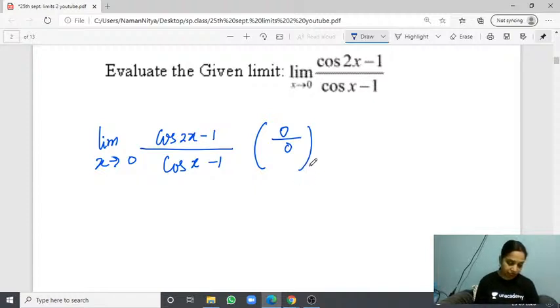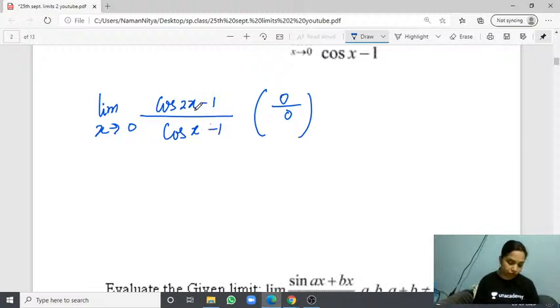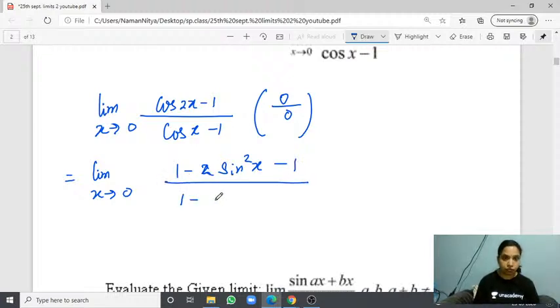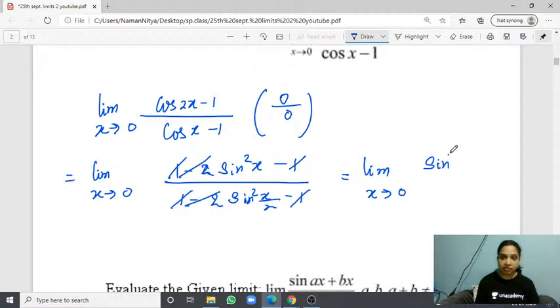Yes. So if you want to calculate the limit of this one, either you will apply L'Hospital rule or you will just use the trigonometric formulas. So what formula can you use? Limit x tends to 0, cos 2x minus 1, I can easily write cos 2x as 1 minus 2 sine square x, minus 1, divided by, here also 1 minus 2 sine square (x by 2) minus 1. So the 1 and minus 1 will get cancelled, and the minus 2 will get cancelled. So what are you going to get? Limit x tends to 0 sine square x divided by sine square (x by 2).